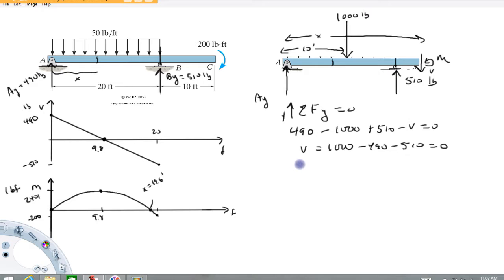Next, moment equation. Sum of all moments has to equal 0 about point A. Go counterclockwise positive, so summing moments about this point, we're going to have minus 1,000 times 10. Right, so that's a 1,000-pound force times this 10-foot distance. Then we're going to have plus 510 pounds for this force times 20.